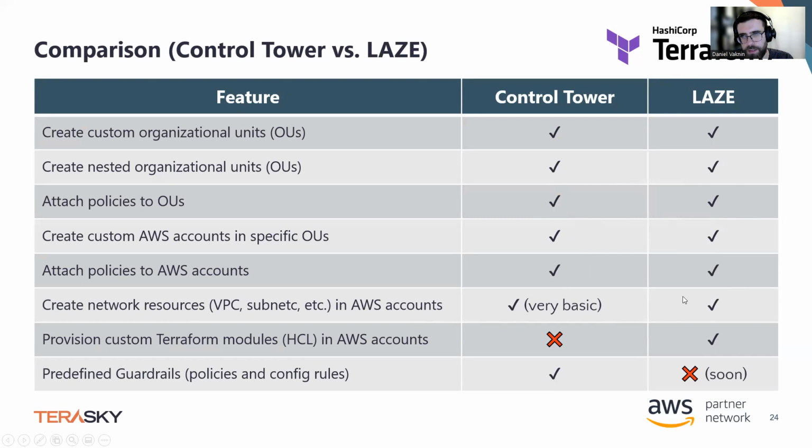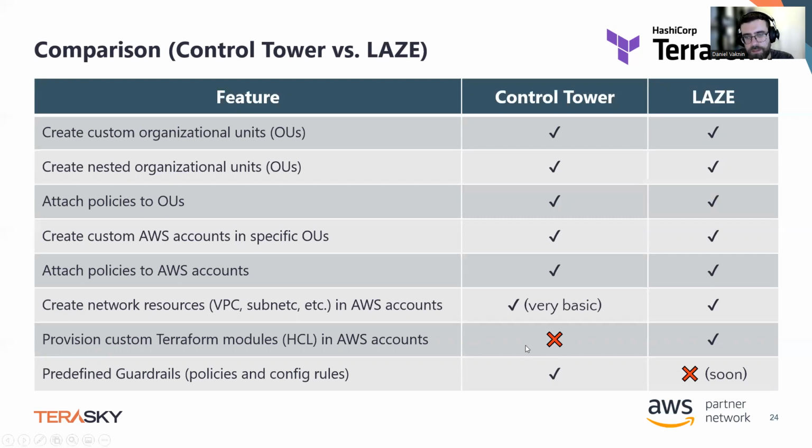And another big advantage of LAZE is that you can define each account with different networks. So if you remember, we said about Control Tower that when you create multiple accounts, they are all provisioned with the same network. With LAZE, you can define what will be the CIDR and what will be the subnet in each of the accounts that you want, so that you can make sure that you will not have the same CIDR for both of the accounts, and then you can connect between them or do whatever you need.